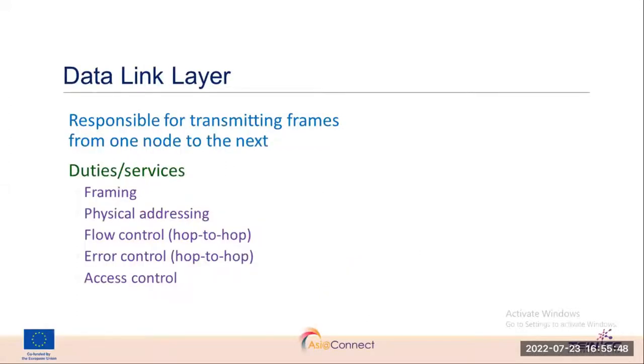The next layer is the data link layer, responsible for transmitting frames from one node to another. The duties or services of the data link layer are framing, physical addressing, flow control, hop-to-hop error control, and access control.